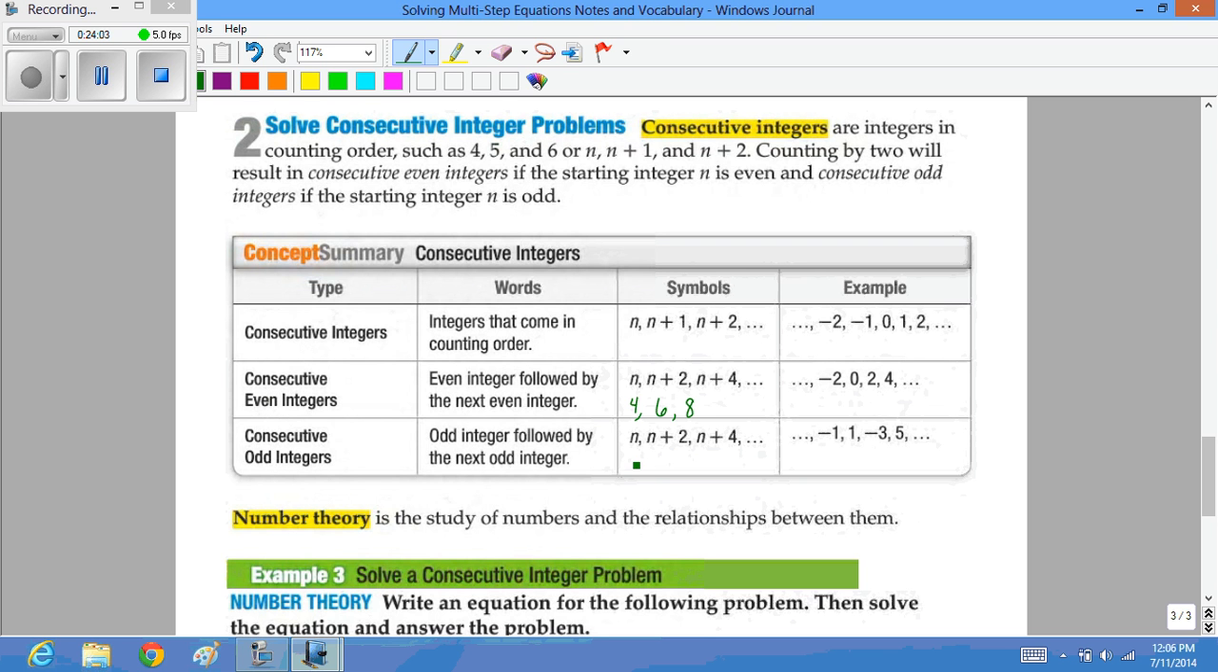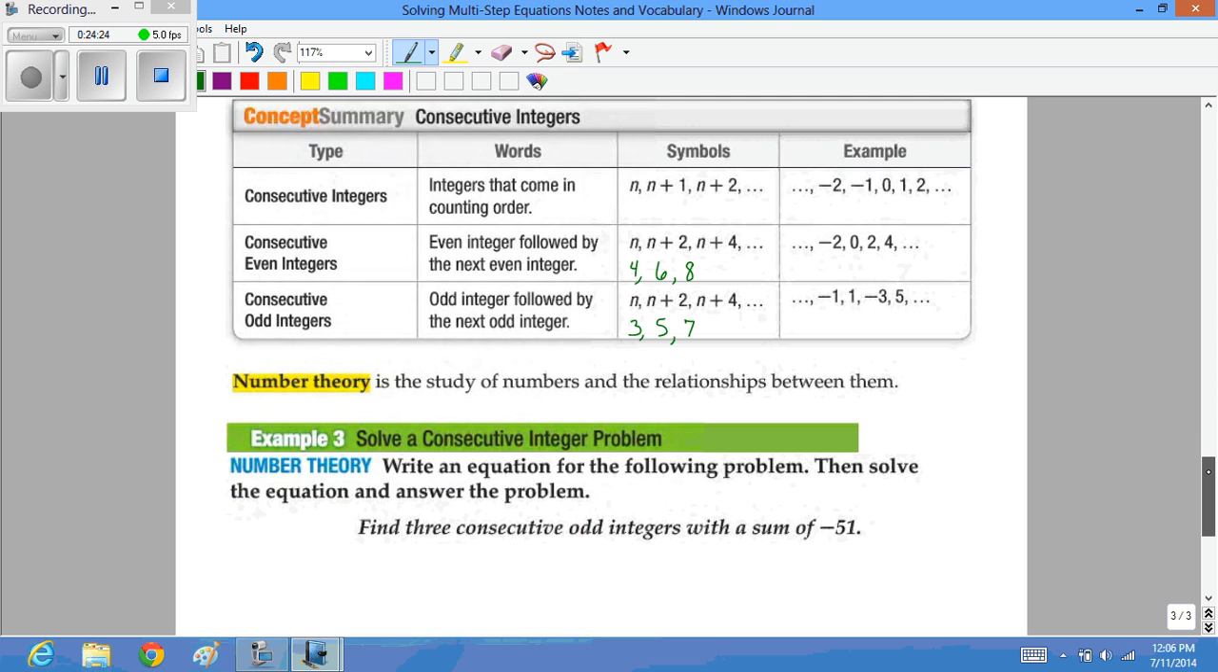So if I started with n as being 3, my next odd integer is 5, so I'm still adding 2. My next odd integer is 7, so here 3 plus 4 is 7. Okay, so don't think that I'm adding 3 and 5 there. It's actually still adding 2 and 4.